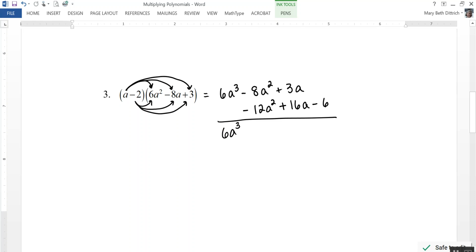So 6a cubed, negative 8a squared minus 12a squared is a negative 20a squared. 3 plus 16 is 19a. And minus 6. I find this way a little bit easier when I've got a binomial times a trinomial, or maybe two trinomials times each other. So there's my final answer.